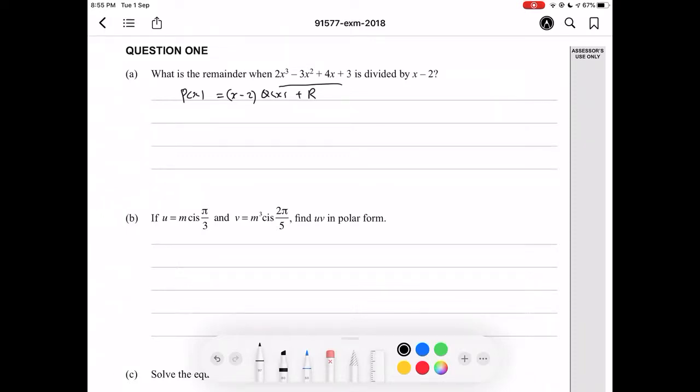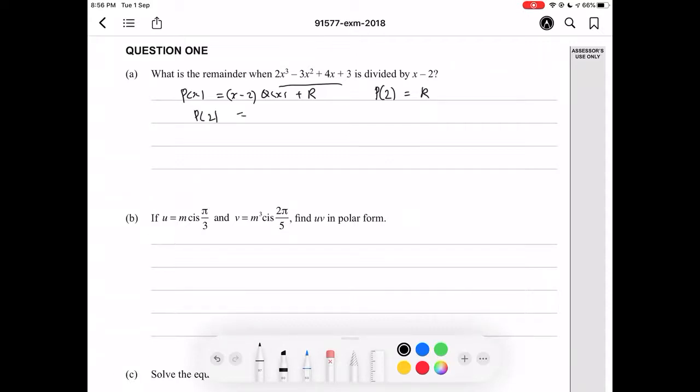As we can see, if we substitute x equals 2, p of 2 will be equal to our r. So if we substitute into p of 2, that will be equal to our r. Therefore, if we substitute 2 into our polynomial, we'll find our remainder.